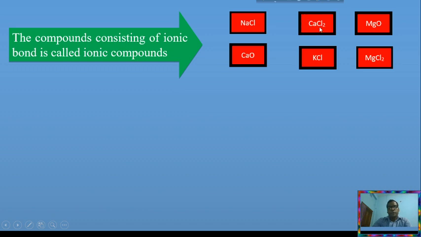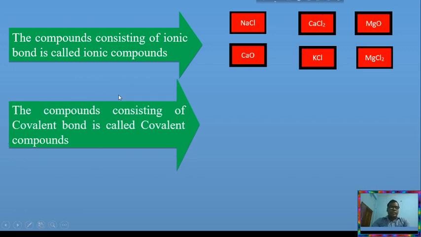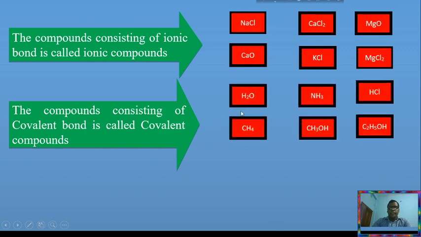Calcium chloride is made by calcium and chlorine. Calcium is a metal, chlorine is a non-metal. So these are ionic compounds. Similarly, magnesium metal, oxygen non-metal, calcium metal, oxygen non-metal, potassium metal, chlorine non-metal, magnesium metal, chlorine non-metal. That's why these are all ionic compounds, because these compounds consist of ionic bonds and are made by a metal and a non-metal. And the compounds consisting of covalent bonds are called covalent compounds, like water, ammonia, hydrochloric acid, methane, ethanol and methanol. These are all covalent compounds.